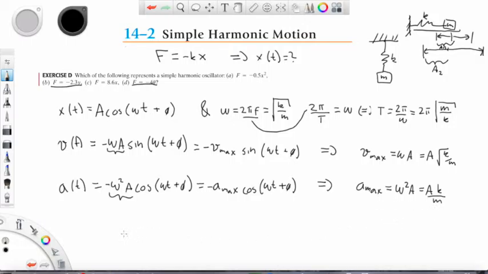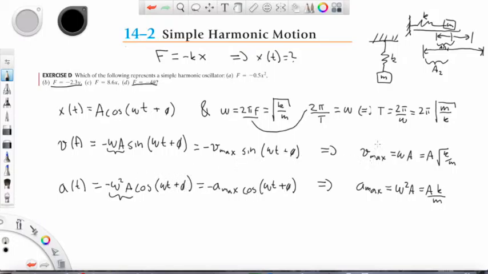As we can see, for simple harmonic motion, the displacement, velocity, and acceleration are all sinusoidal. So whenever we have simple harmonic motion, it means sinusoidal motion, whether it's cosine or sine. They're all examples of sinusoidal signals or sinusoidal functions.